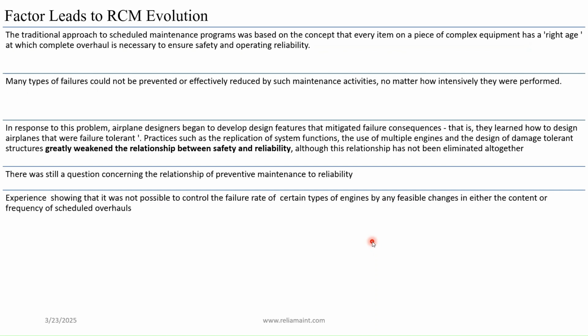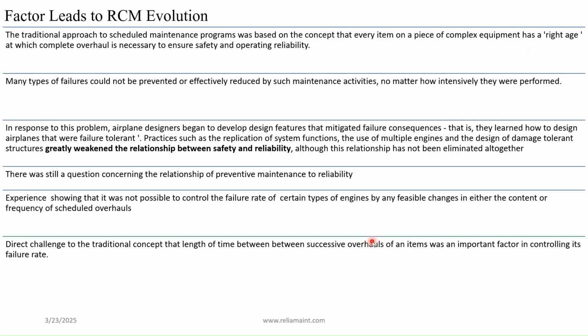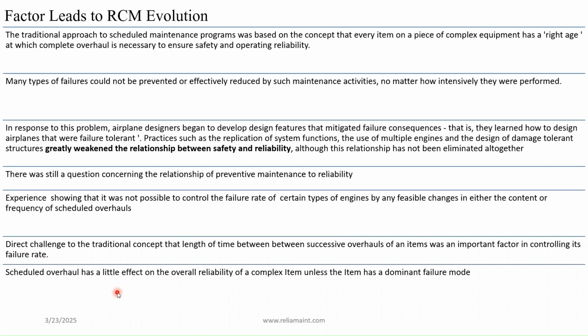There was still a question concerning the relationship of preventive maintenance to reliability. Experience showed that it was not possible to control the failure rate of certain types of engines by any feasible changes in either the content or frequency of scheduled overhauls. This was a direct challenge to the traditional concept that the length of time between successive overhauls of an item was an important factor in controlling its failure rate.